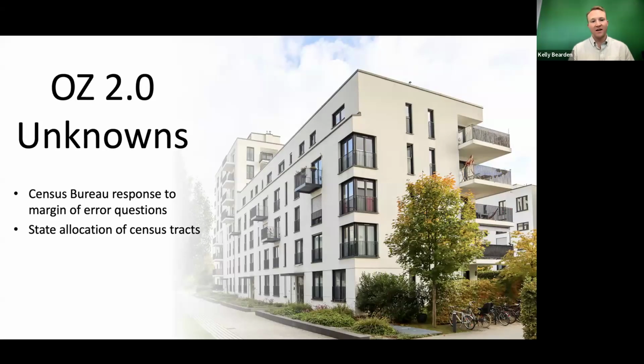Lastly, the state allocation of census tracts. The state is limited to 25% of eligible zones statewide. However, counties are not necessarily limited to 25% of zones. There are some counties that have fewer than 4 eligible zones. They will, if they nominate, be above that 25% mark. And we do not know, the state has not confirmed how they will be allocating zones statewide. And so it's incumbent upon us to make sure our submissions are as competitive as possible.